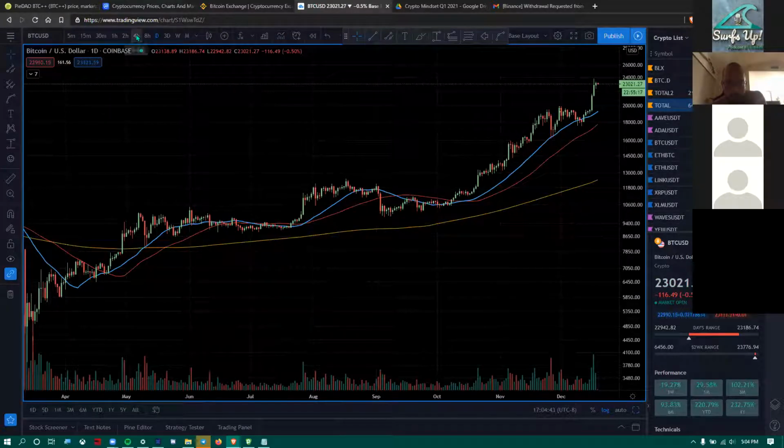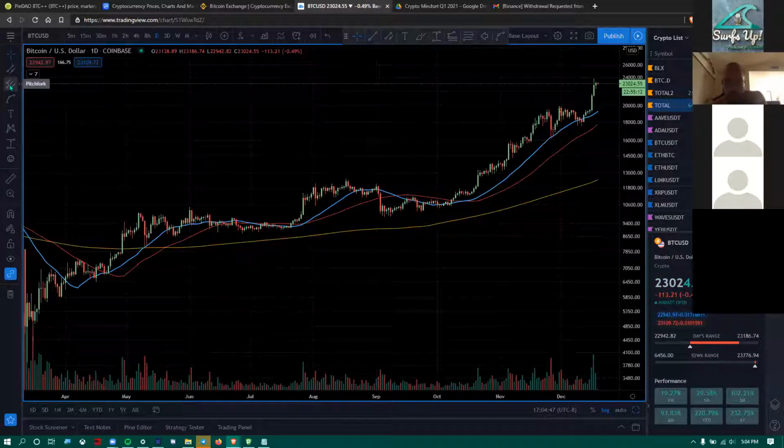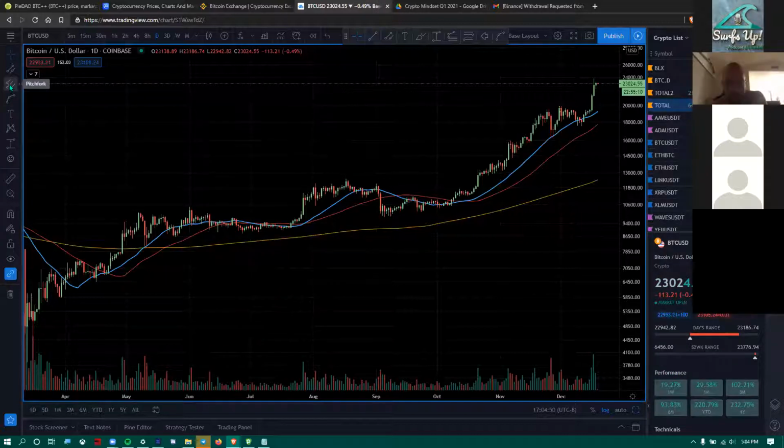I just started learning TradingView. I learned Coinigy, I just started learning Coinigy in like March. And then I switched over to TradingView and I started paying for it.